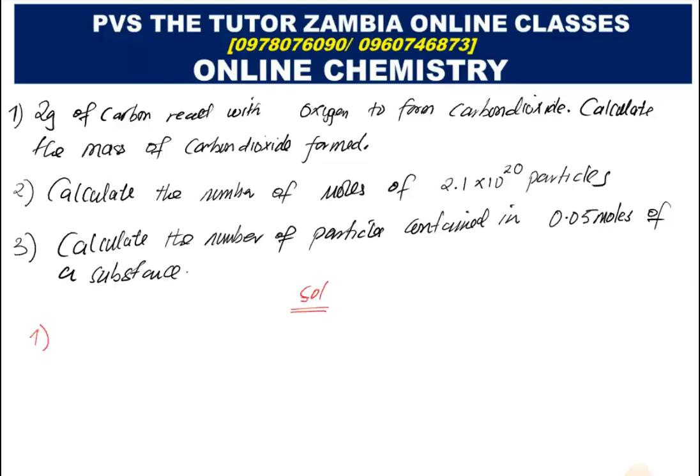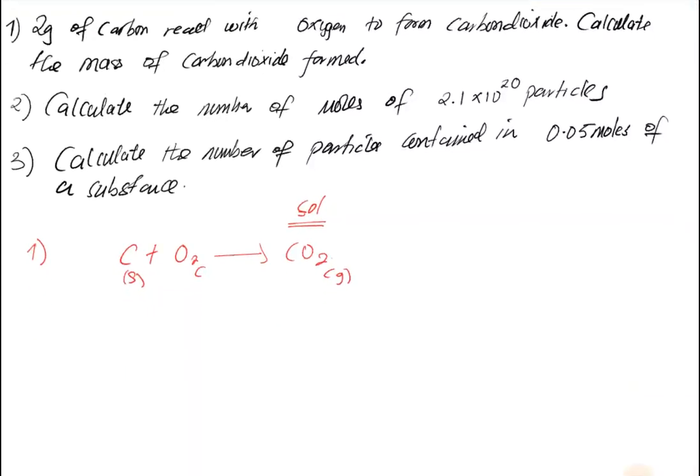Question 1. So we have carbon reacting with what? Oxygen to give us what? Carbon dioxide. This is a simple equation. We have this type of an equation. Now, how do we find the answer to this question?